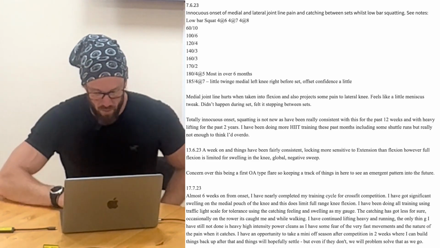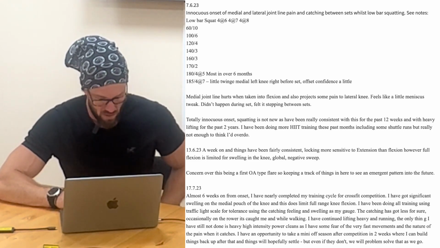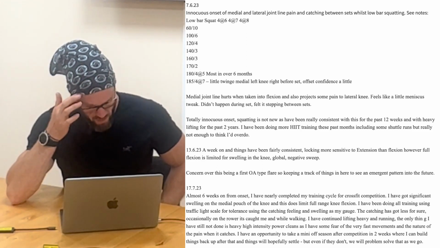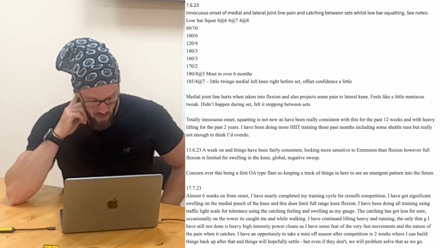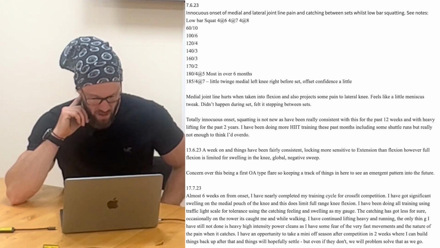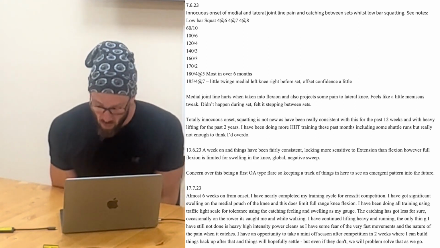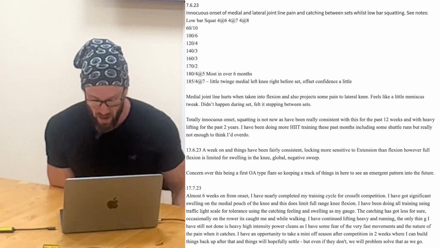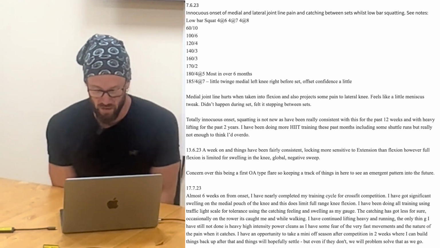And then almost 6 weeks on from the onset, I've nearly completed my training cycle for the CrossFit competition. I have got significant swelling on the medial side of my knee, and it does limit full knee flexion. I've been doing all training using my traffic light scale for tolerance, using the catching and feeling and swelling as my gauge. The catching has got less for sure. Occasionally on the rower it's caught me, and while walking. I've continued lifting heavy and running, and the only thing I've still not done is heavy high intensity power cleans, as I have some fear, like everybody else does, on movements that have been painful. I have an opportunity to take a mini off season after this next 2 weeks where I can allow things to settle down and then slowly build back up. But if they don't, continue the problem solving and onwards we go.